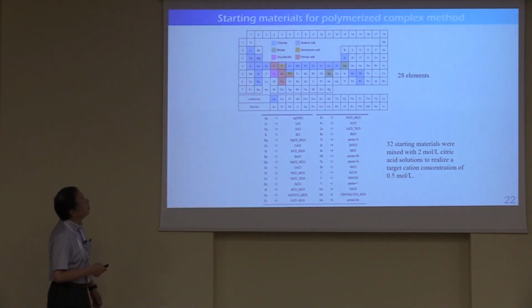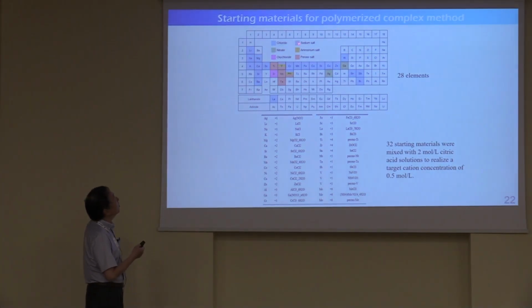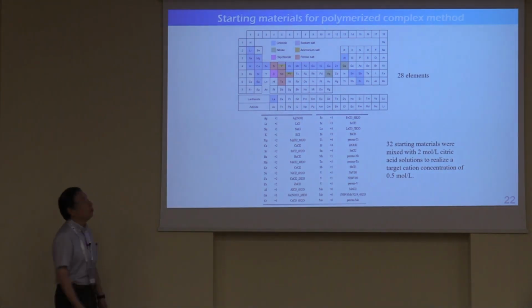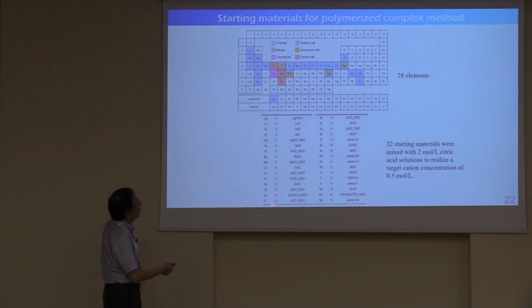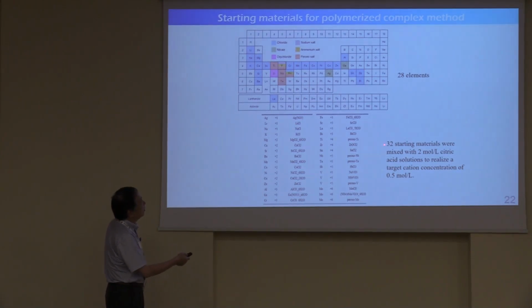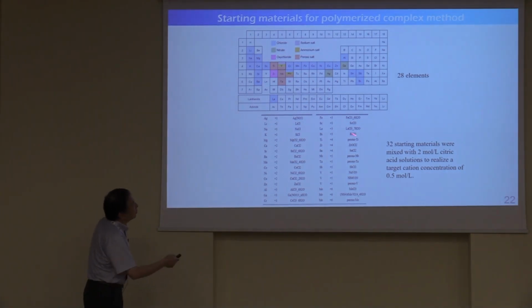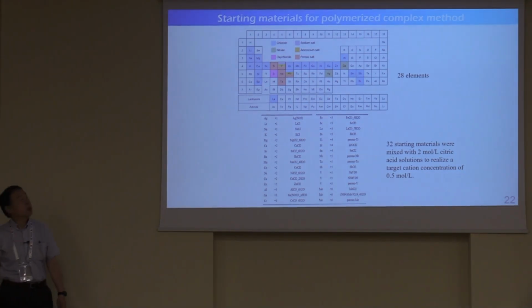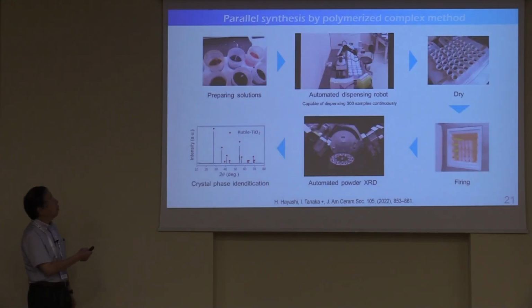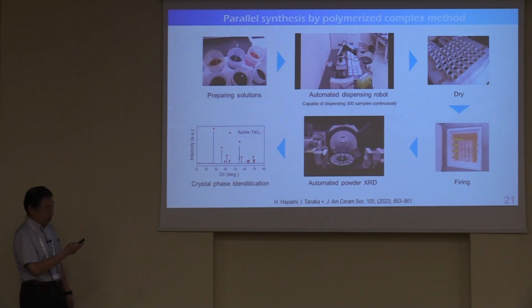For the polymerized complex method, for the starting material, we have chosen 28 elements from the periodic table. I'm sorry about the small letters, but there are 32 starting materials, some of them chloride, some of them NO3 material, or peroxide, and so on. Those 32 starting materials were used to make the preparation solutions.